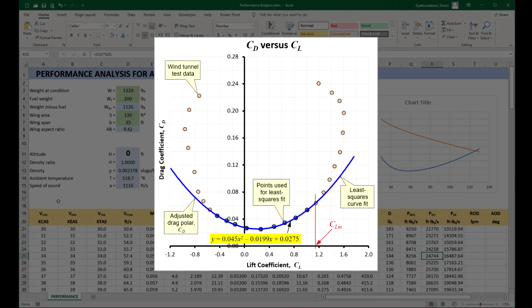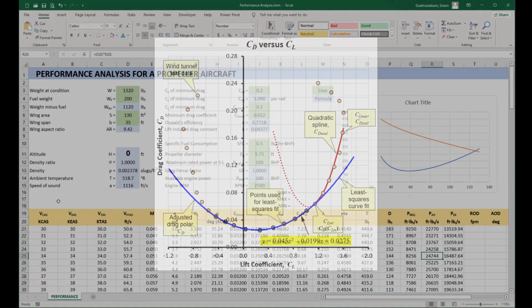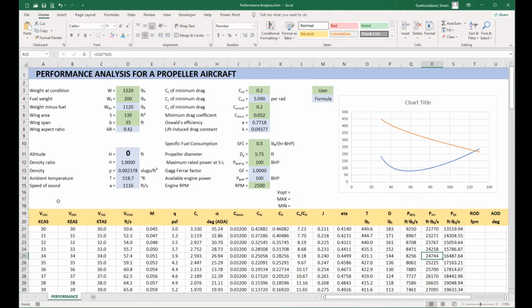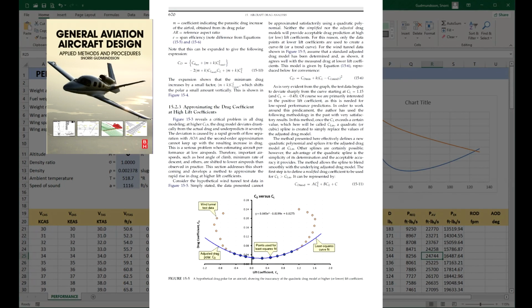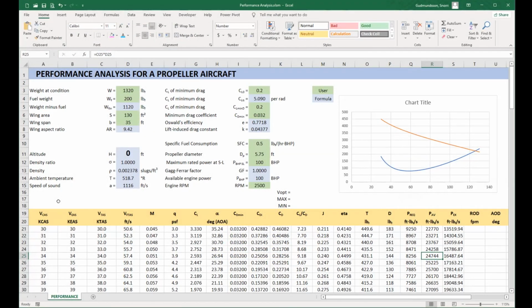Fortunately, we can fix this by abandoning the quadratic representation once a specific lift coefficient is achieved, and create a spline that better approximates this high drag. I have used the quadratic spline method I present in section 15.2.3 in the first edition, or 16.2.3 in the second one. I have used it for decades with good results, although it is by no means perfect. If you're a student in my aircraft design class, you will have to employ this method in your performance predictions.